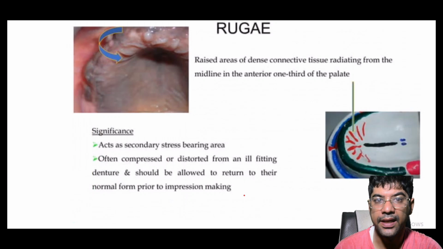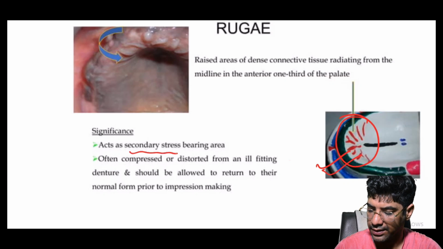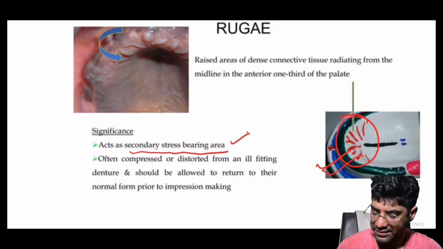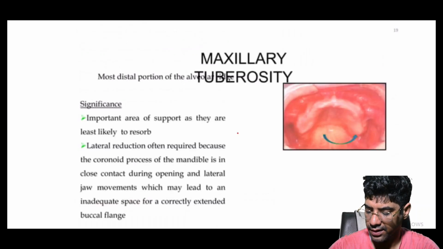Other comes the rugae area. The rugae are the mucosal folds in the anterior palatal mucosa. They provide secondary support and aid in speech. They act as a secondary stress bearing area. So remember, the denture base should reproduce the contour of the rugae for comfort.